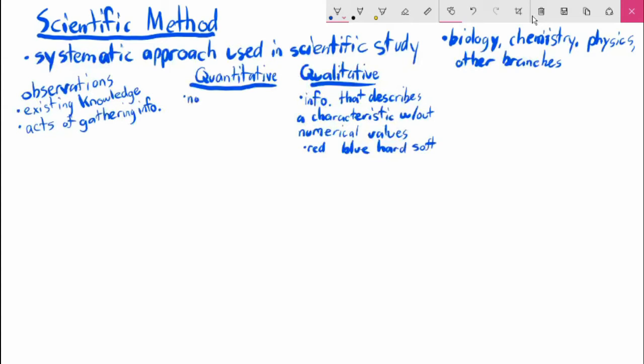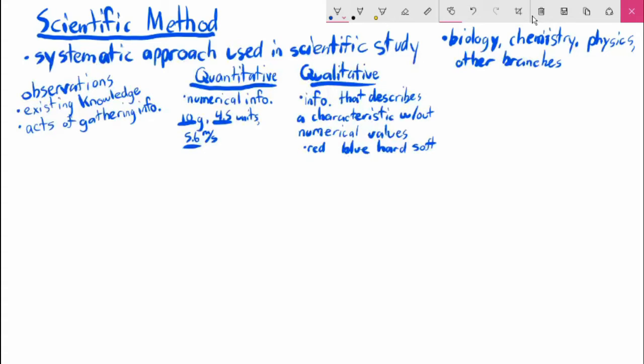Quantitative data is numerical information. So qualitative data uses no numbers. Quantitative data is numbers. So this could be stuff like 10 grams. It is 4.5 units. Or something's moving at a speed of 5.6 meters per second. Notice these all have numbers in them, and the focus is on your numbers.